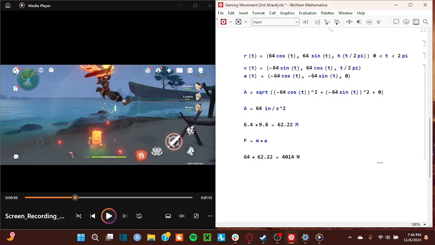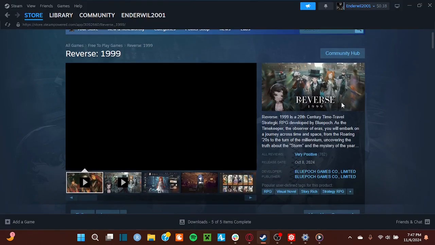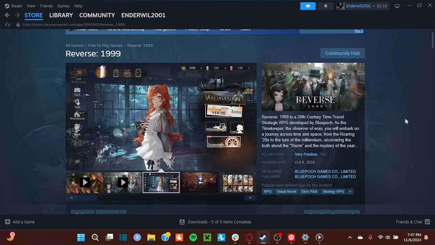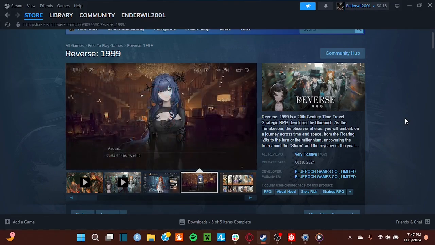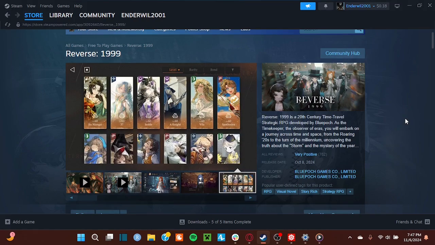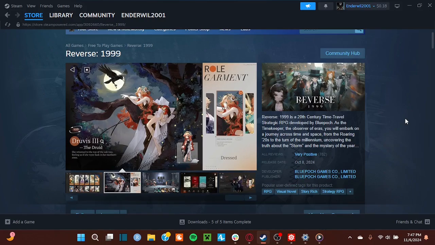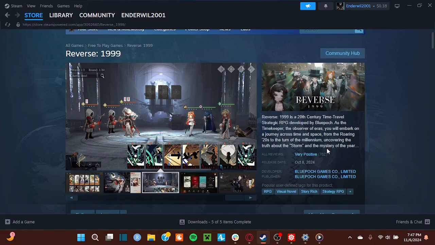This won't be an every week sort of series, but I recently saw this game on Steam called Reverse 1999. It says Reverse 1999 is a 19th century time travel strategy RPG developed by Blue Poach. As a timekeeper, the observer of the eras, you will embark on a journey across time and space, from the roaring 20s to the turn of the millennium, uncovering the truth about the storm and the mystery of the year.